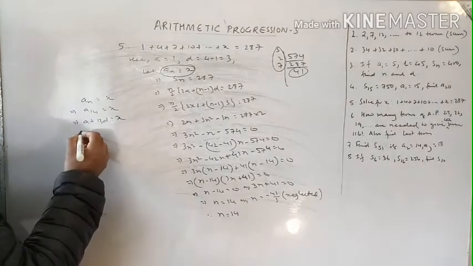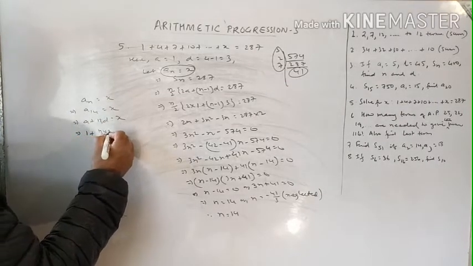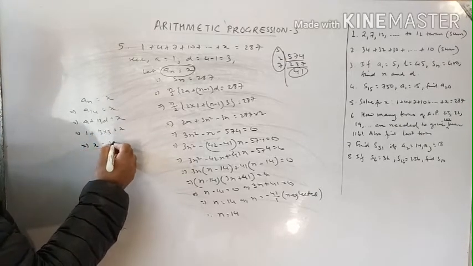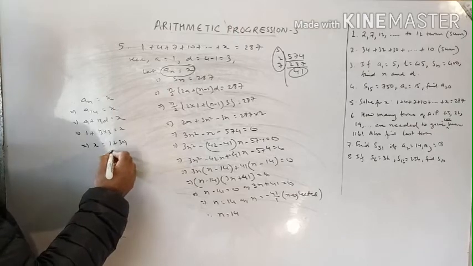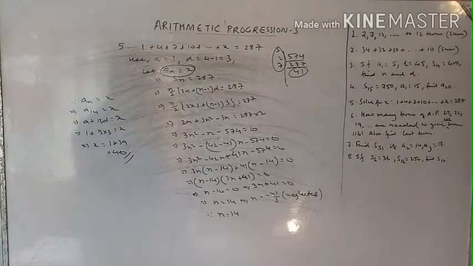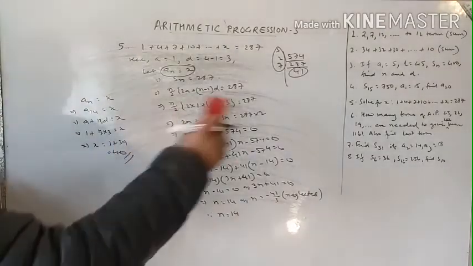Okay. So a is how much? a is 1 and d is 3, equal to x. This implies x equal to 1 plus 39. So that is 40. So the value of x is 40. Okay. That is the 14th term.